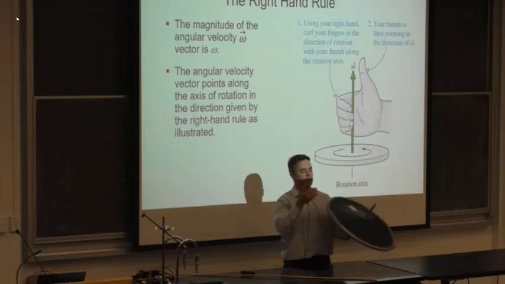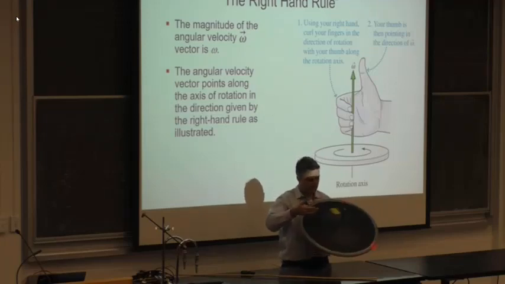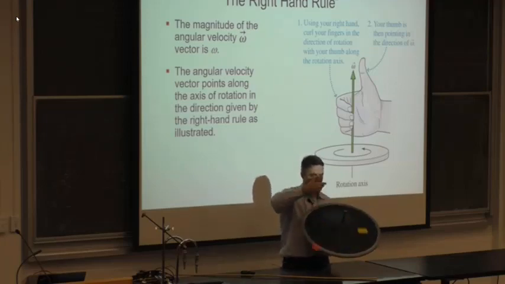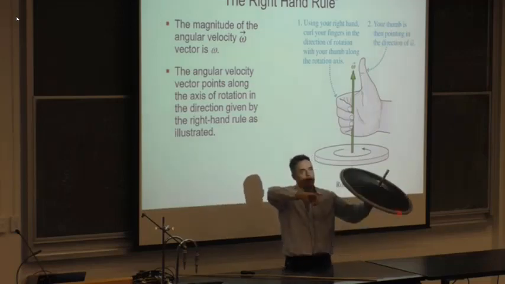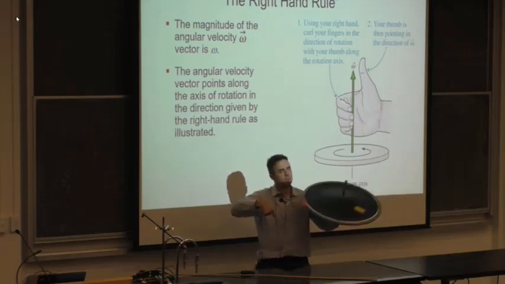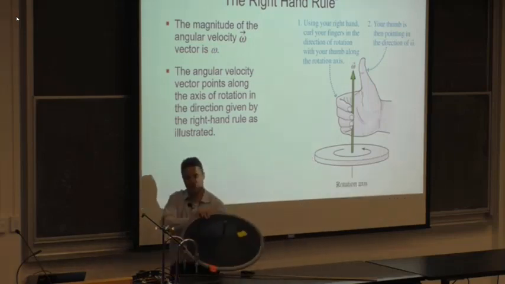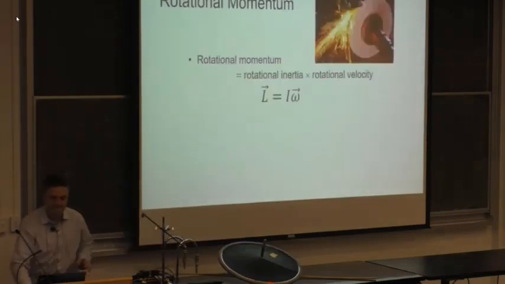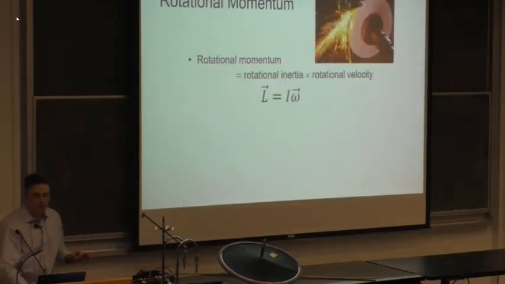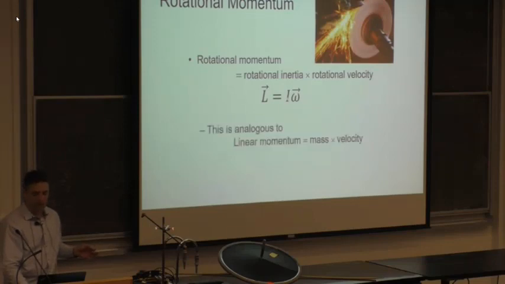And if I spin it around like this, the only way I can actually do it is this way, right? I have to flip my whole hand around, and now the vector is pointing down that way. Fair enough? That's called the right-hand rule. And rotational momentum, L, so we've run out of letters, so we're using L, is equal to I, which is directionless, times omega. And this is analogous to P equals M times V.